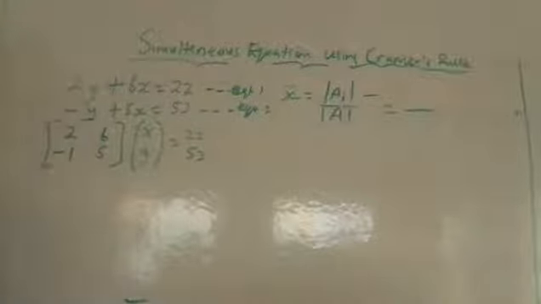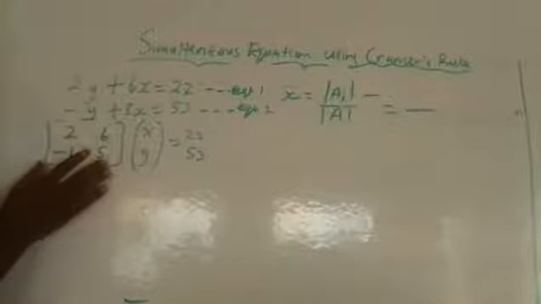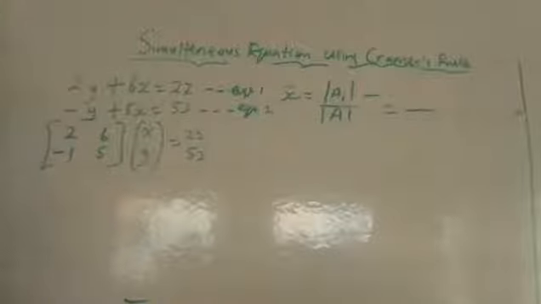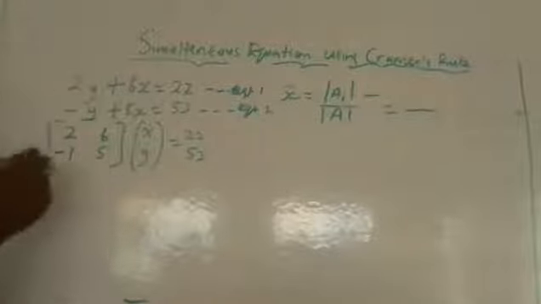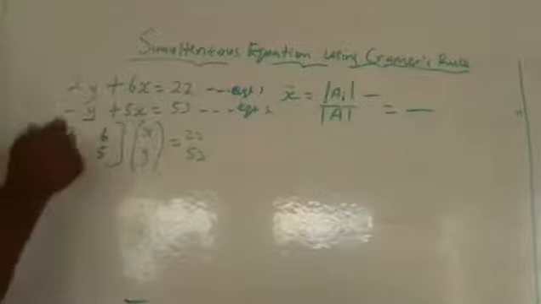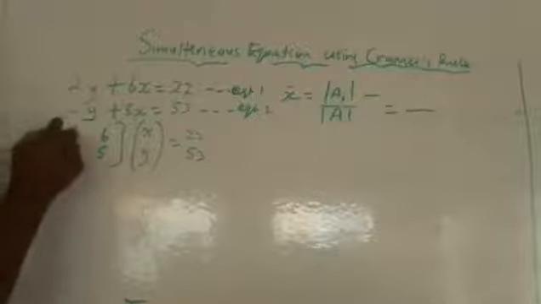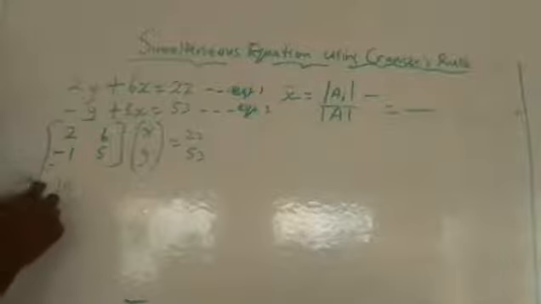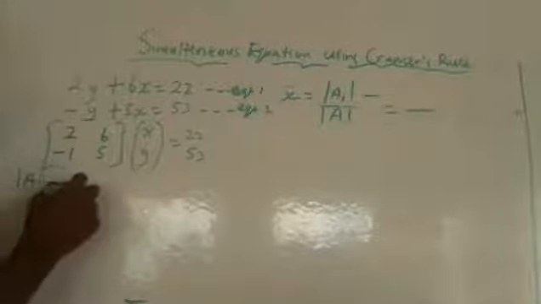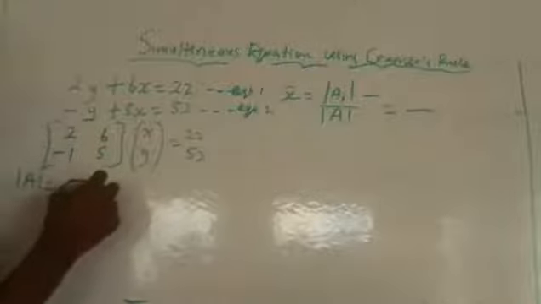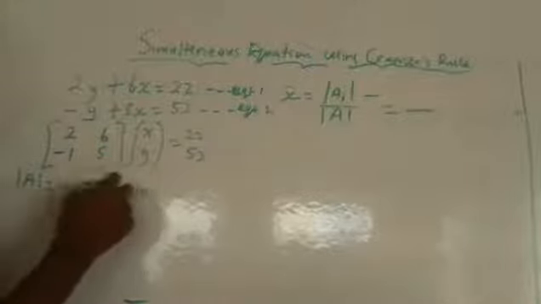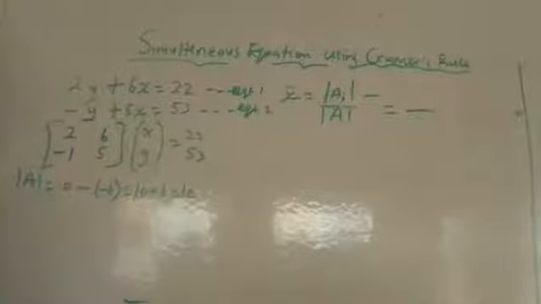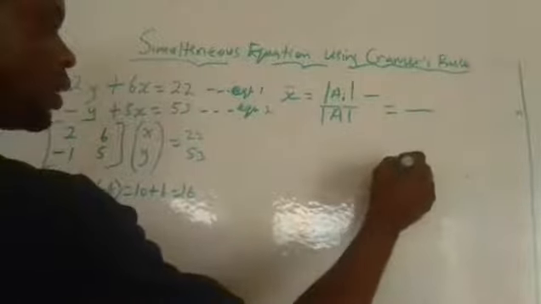Having done this, the first thing you need to do is to find the determinant of the matrix we have formed here. How do we find the determinant of a 2 by 2? It's 2 by 2, two rows and two columns. So what do we do? 2 times 5, the major diagonal, that will give us 10, minus minus 1 times 6. Minus times minus gives plus, so that will give us 16. It means that our determinant is 16.